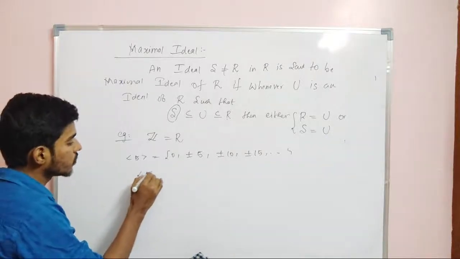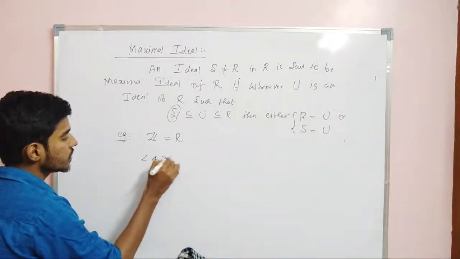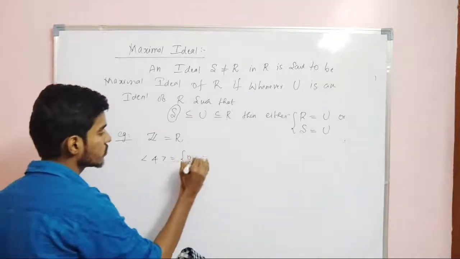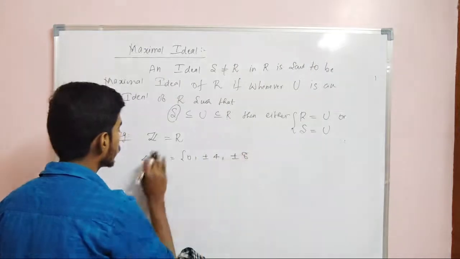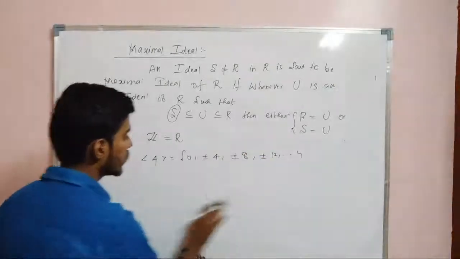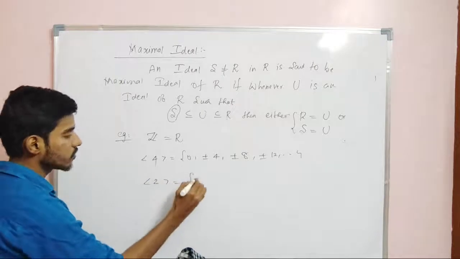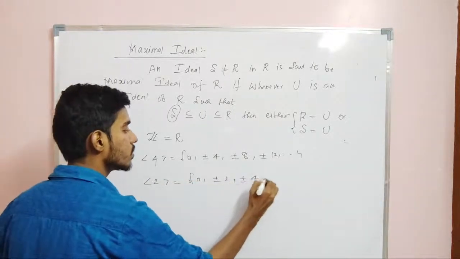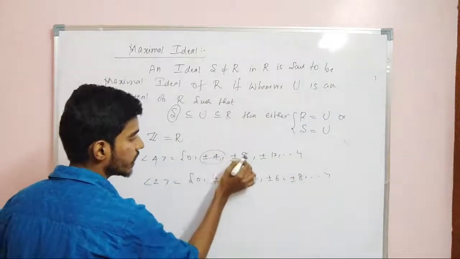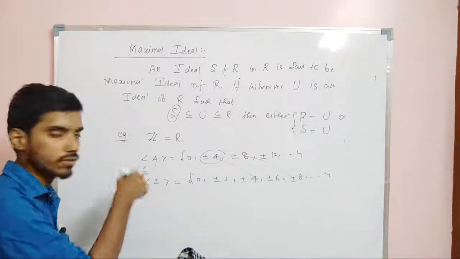Again, what about 4? Is 4 a maximal ideal? Suppose there is some other ideal which properly contains 4, then it will not be a maximal ideal. So what about 4? This contains 0, plus or minus 4. What about 8? 4, plus or minus 8, plus or minus 12 and so on. Is this a maximal ideal? I can find an ideal which properly contains 4. So therefore it is not a maximal ideal. I can always find an ideal which properly contains this ideal. So therefore it is not a maximal ideal.